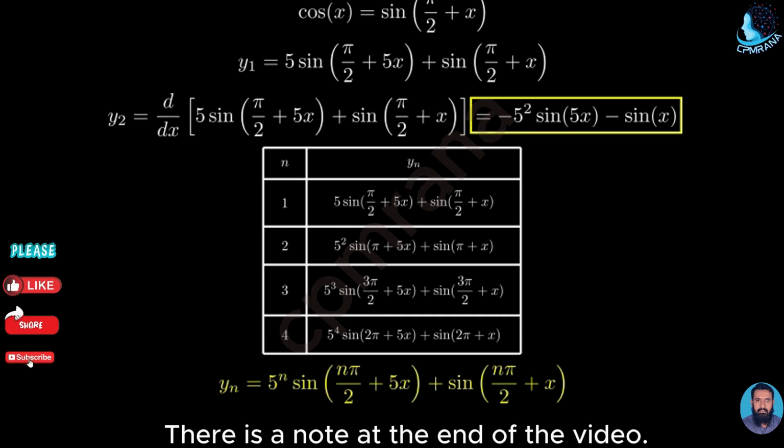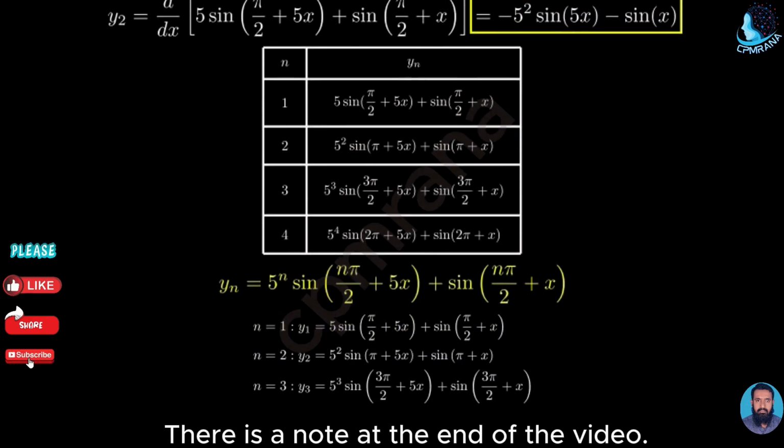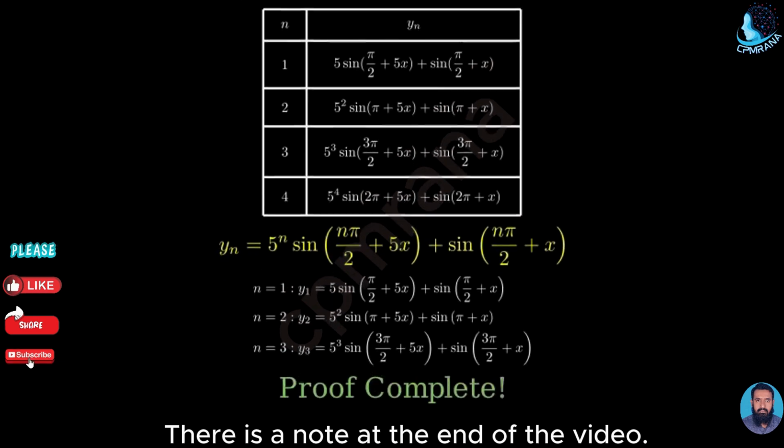Let's verify this works by checking it against our earlier derivatives. You can see that when n equals 1, 2, 3, and 4, we get exactly the same expressions we found through direct differentiation. And that completes our proof by mathematical induction. We've shown that this pattern holds for the first few terms and demonstrated how it continues for any value of n.